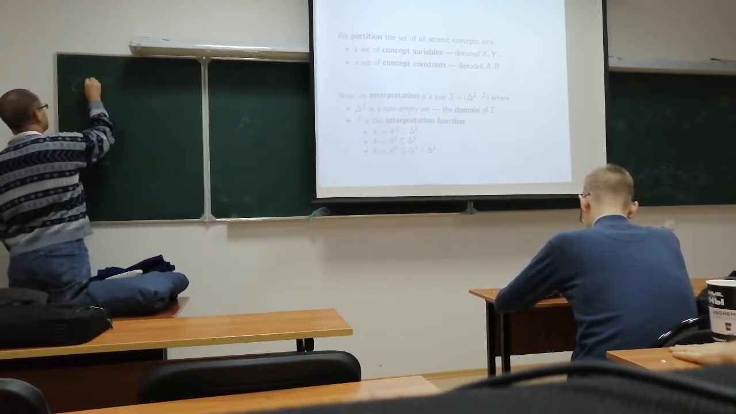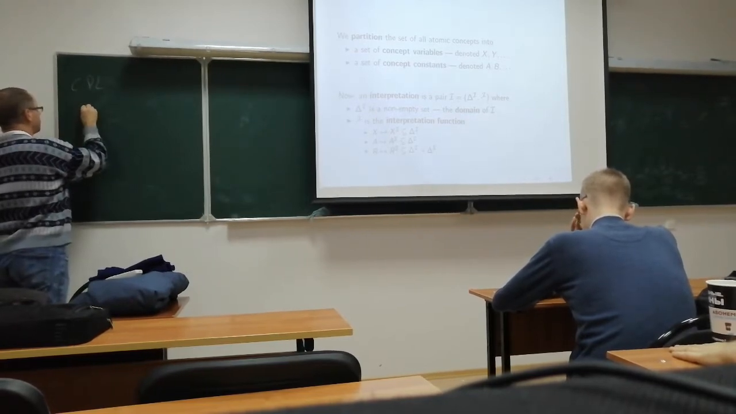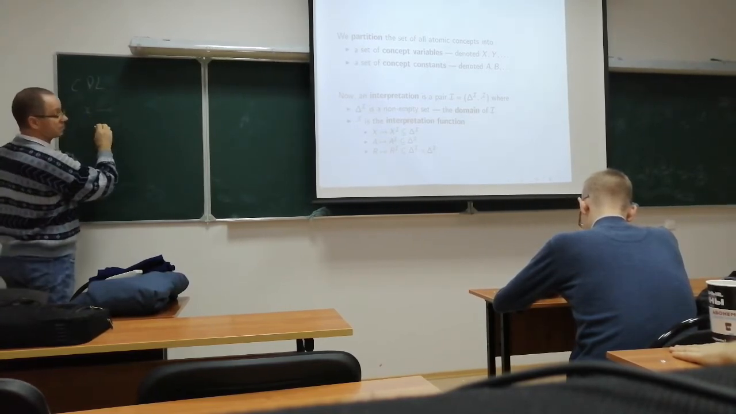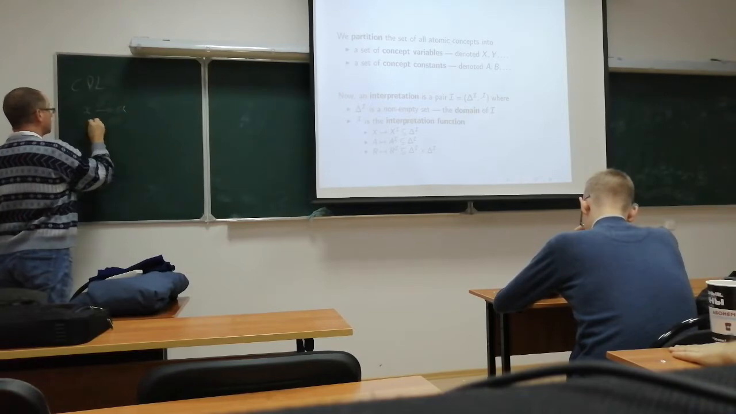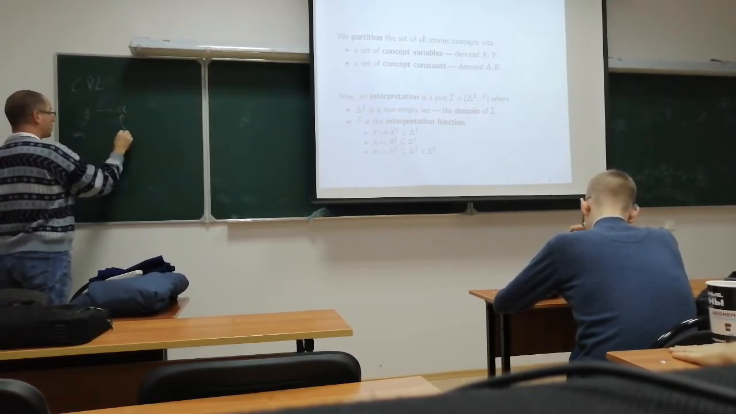For example, in classical propositional logic, if I give you this formula, x implies a, now x is a variable, and a is a constant.